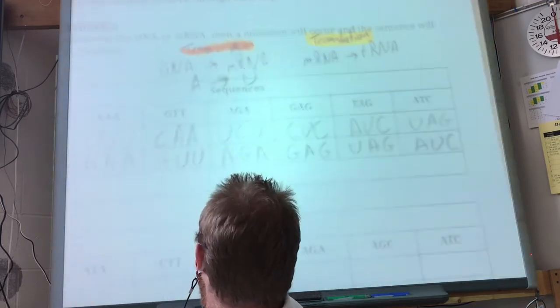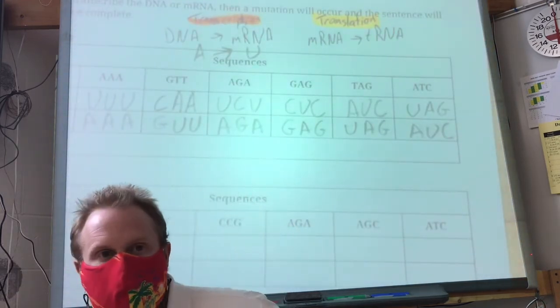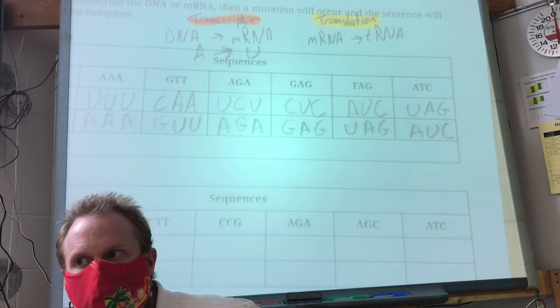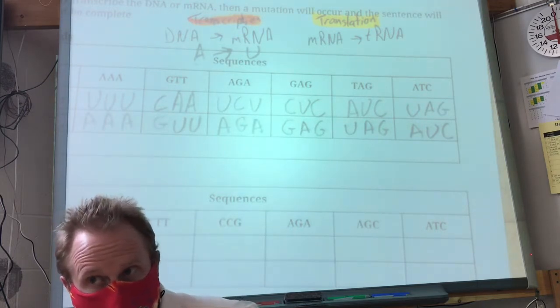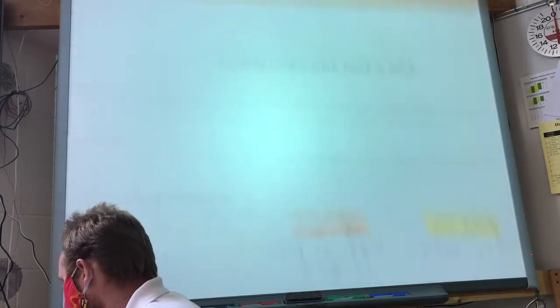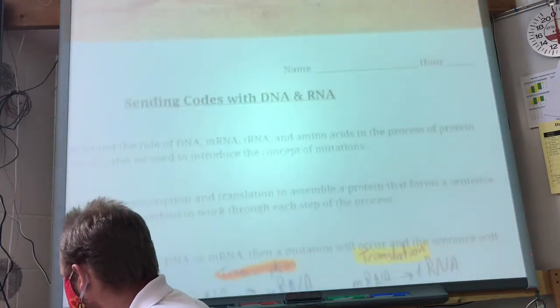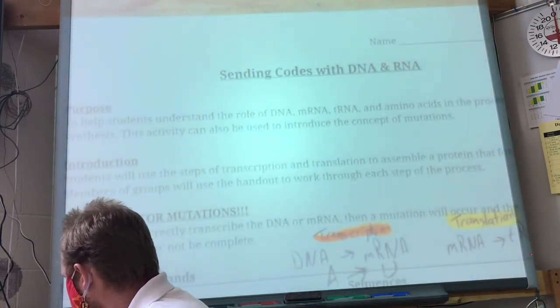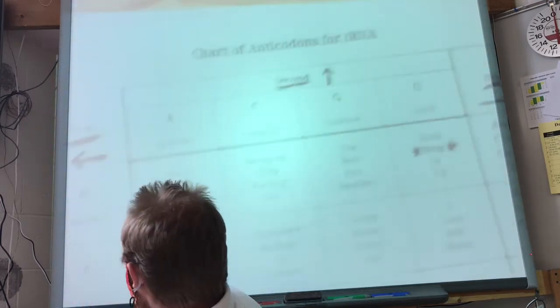Hope you can't see that. Did I do that right? I hope so. Mutations happen and we want to try to eliminate mutations. Okay, now we can code for sentences. On page 3, there's a chart.